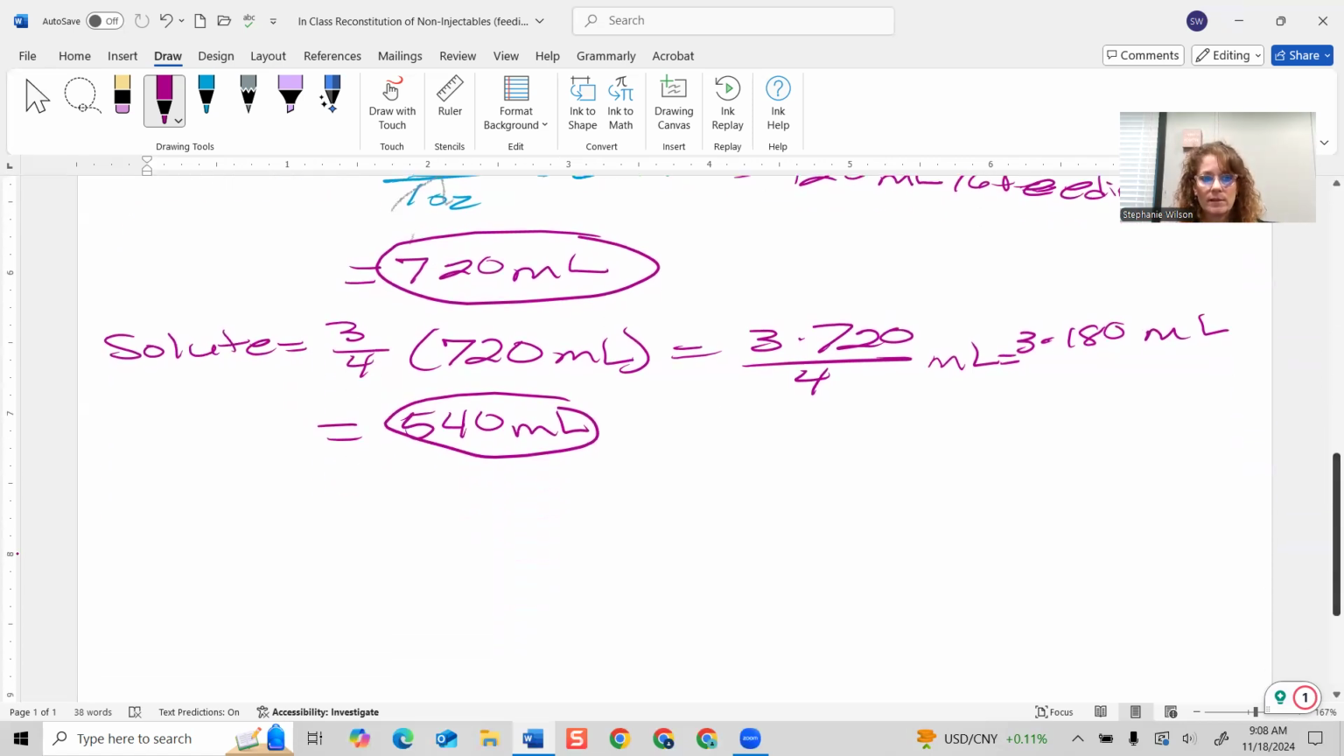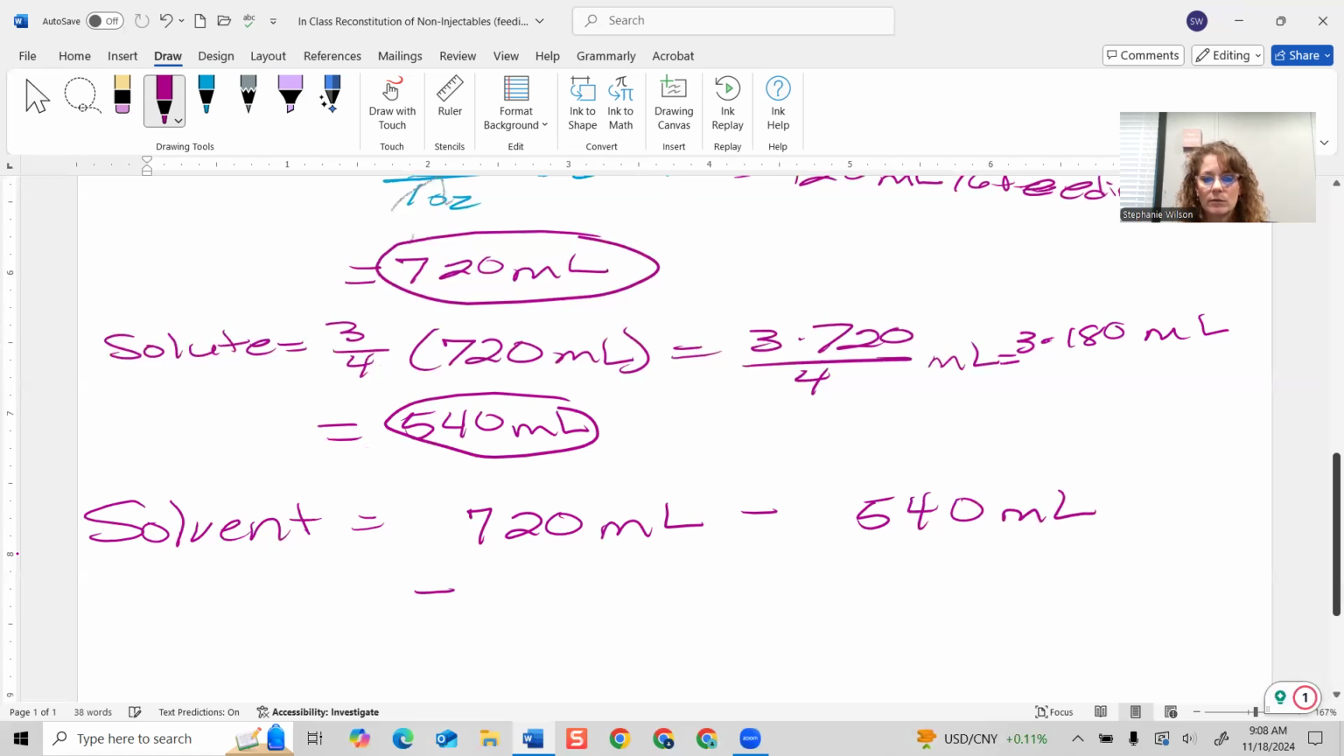Now I have my solvent. I'm going to take my 720 milliliters, which is my solution, minus my 540 milliliters, which is my solute. And then that gives me 180 milliliters of solvent, which is water. Now, if you look at this, it makes sense, right?